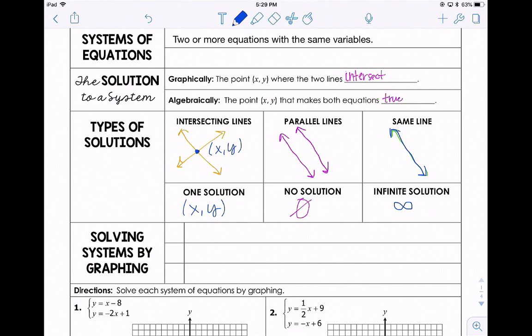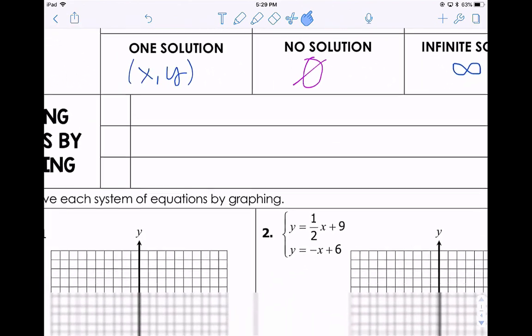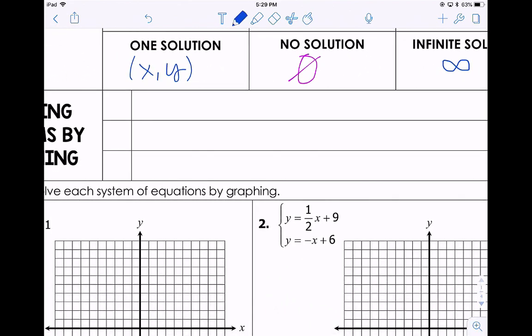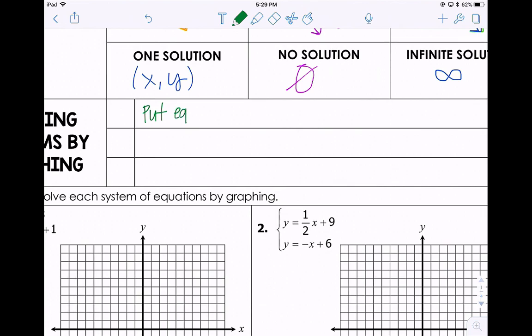So solving systems by graphing, the first thing you want to do is to make sure the equations are in y equals mx plus b. So step one is to make sure equations are in y equals mx plus b. So I'm going to write that in here. So step one, put equations in y equals mx plus b. They have to be in slope-intercept form to graph. So put them in y equals mx plus b to graph.